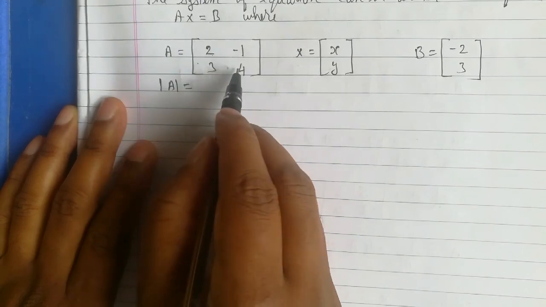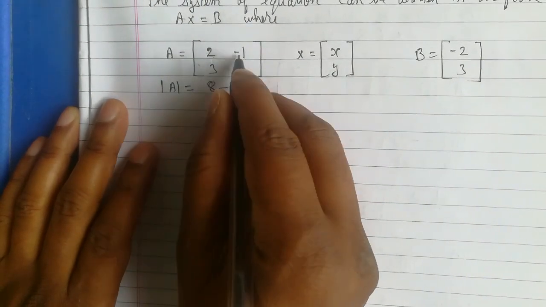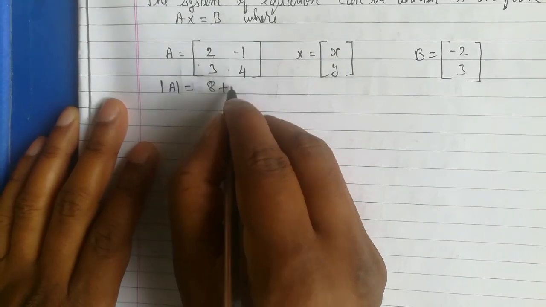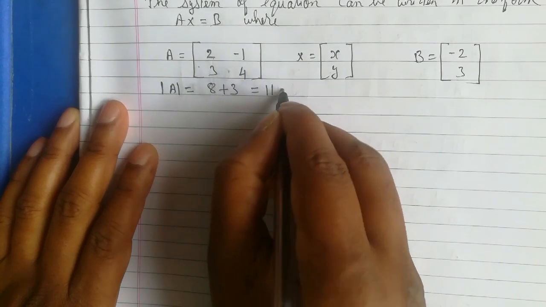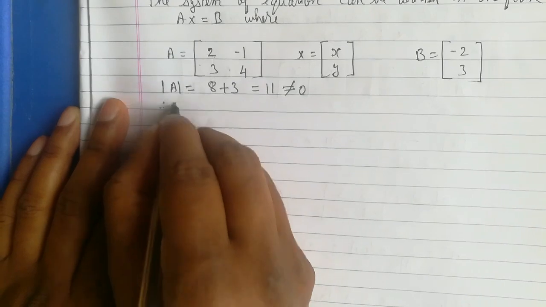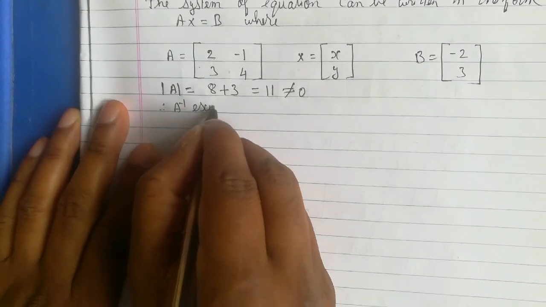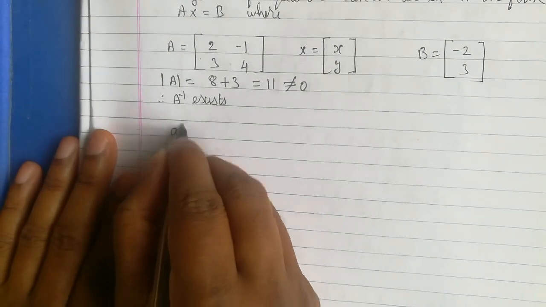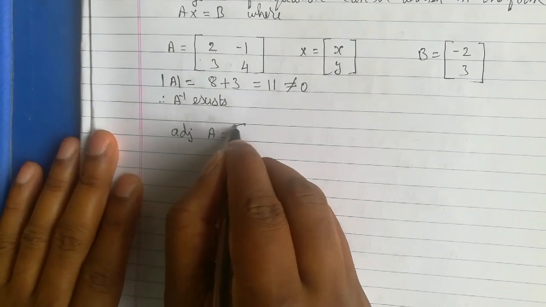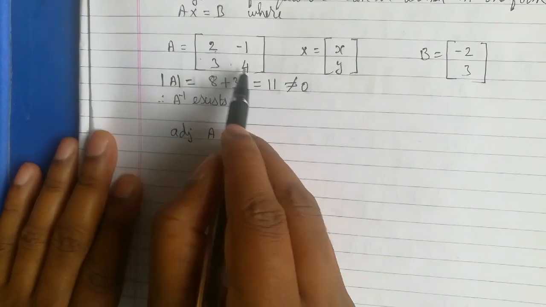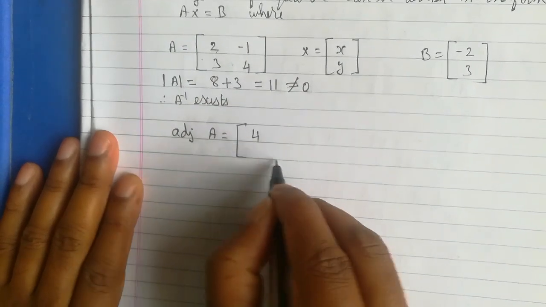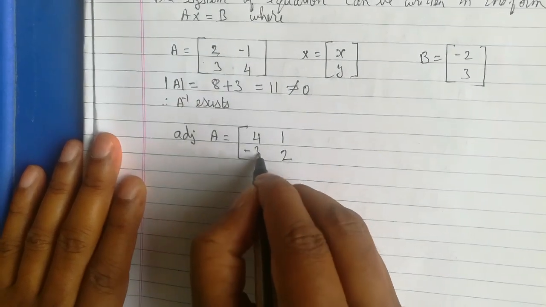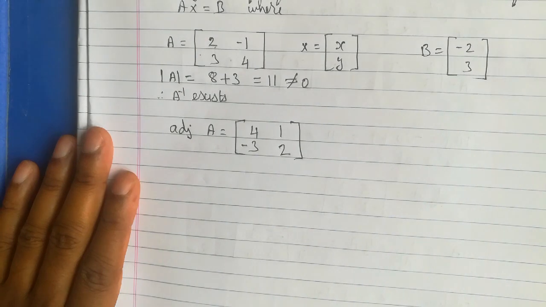Multiply this, 4 twos are 8, minus, when we are multiplying this side, we should put minus, minus 1 into 3, minus 3, minus into minus is plus. This is not equal to 0, therefore A inverse exists. Now find the adjoint of A. Adjoint of A is interchange this both on the leading diagonal, change the sign in this diagonal. This is the adjoint of A.